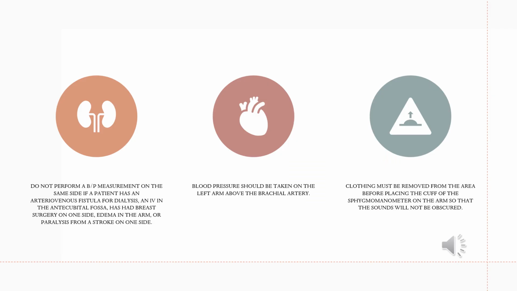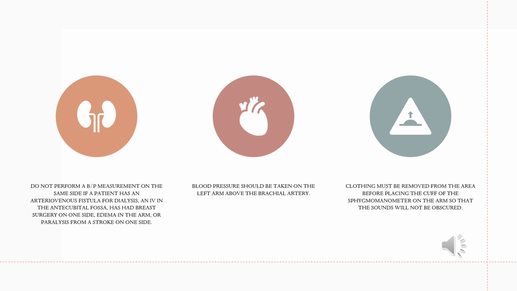We're going to discuss a few red flags for blood pressure. So don't perform a blood pressure on the same side that a patient has an arterial venous fistula for dialysis in. Don't perform a blood pressure on the same side that an IV may be placed in the antecubital fossa, or if a patient has had breast surgery on that side. Edema in the arm is also a concern, and paralysis on one side from a stroke. You should always use the good arm.